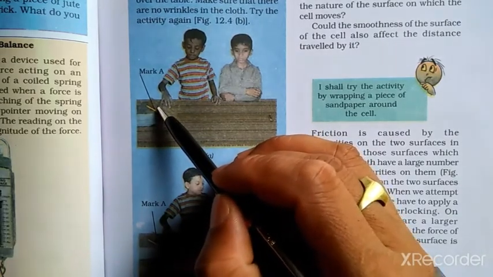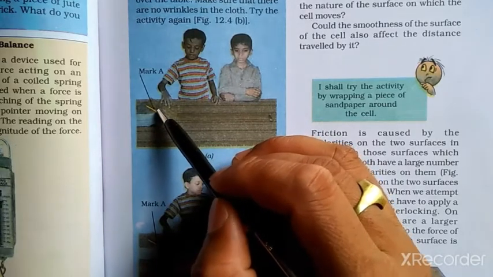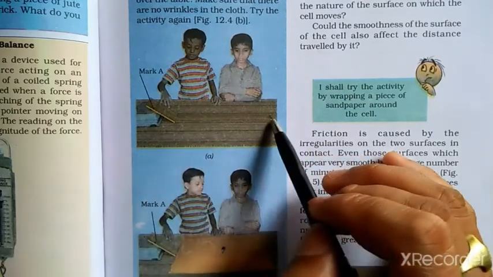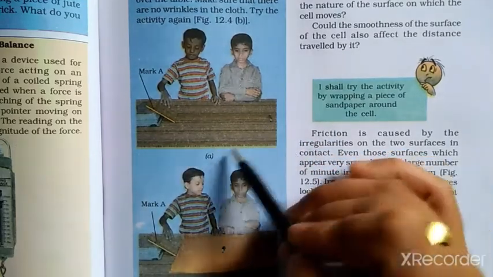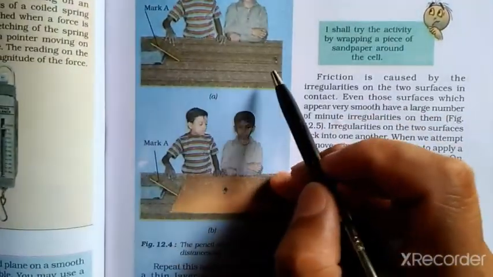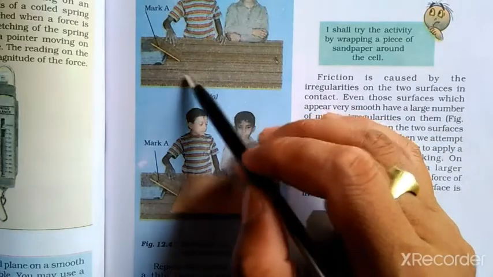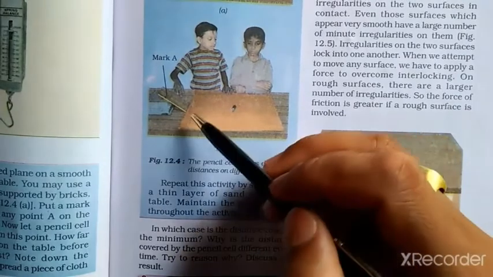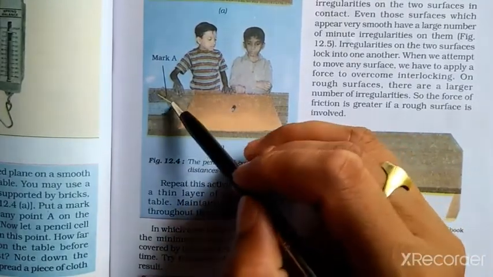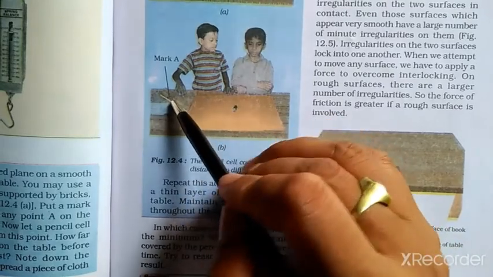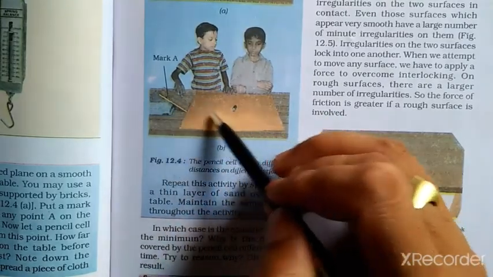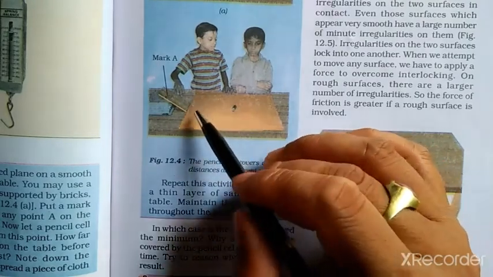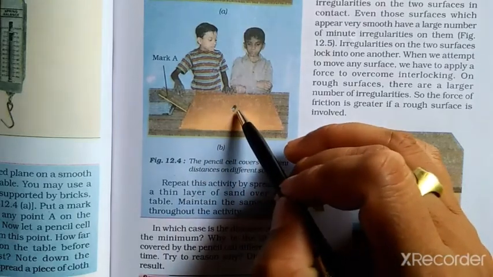Then we put a pencil shell here, and when we remove our hand, the pencil shell will move on the surface of the table up to this point in figure A. Again, when we put a cloth on the surface of the table, as shown in figure B, we repeat the same procedure. We put the pencil shell at the mark A, and it will move up to this point. It is because of the friction between this cloth and the pencil shell.